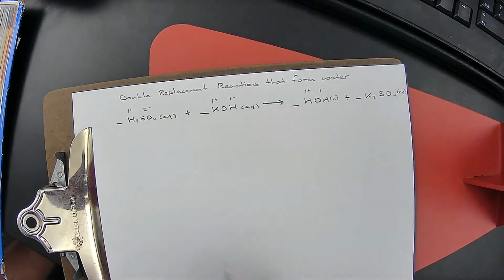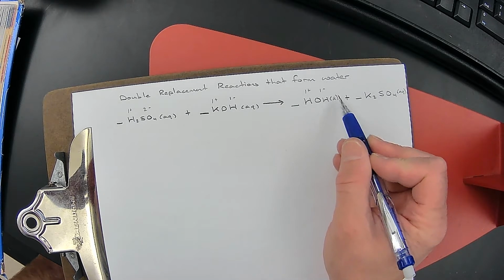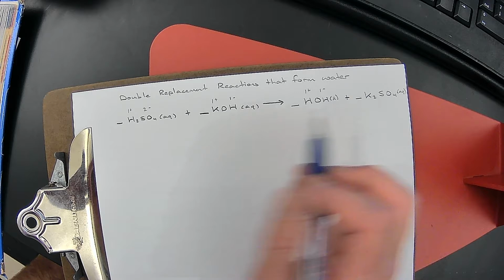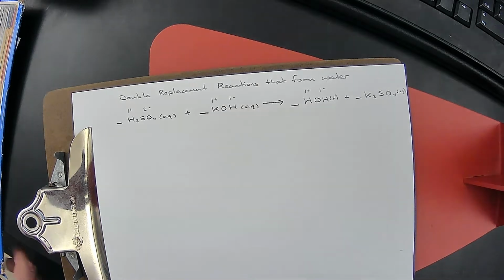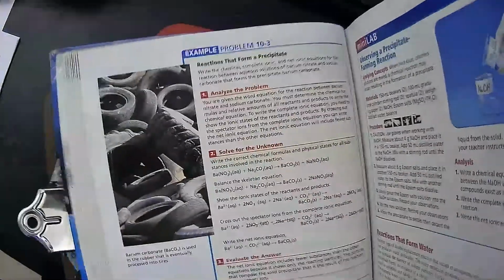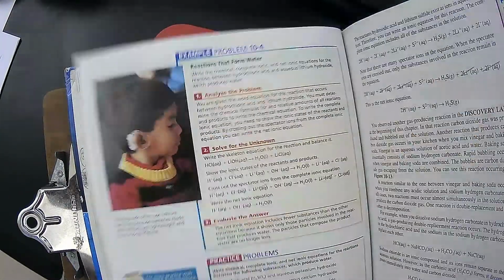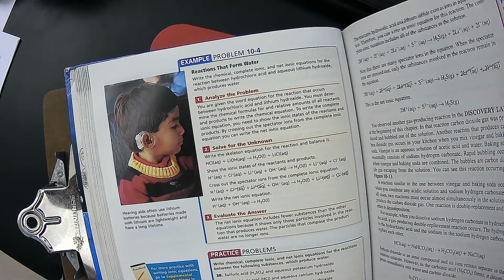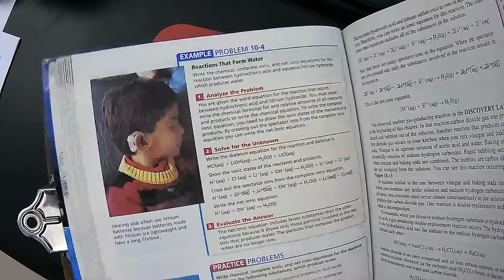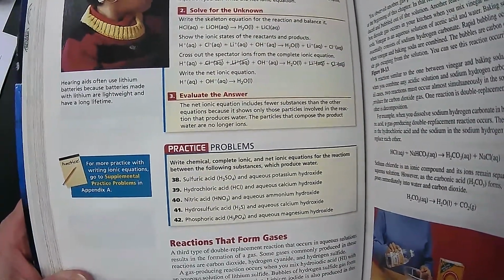One of the ways to know if a double replacement reaction is going to take place is if we get a solid precipitate being formed. Another way is if water is being formed. So I'd like to do one more example where water is formed. And in this one, we will do question number 39, HCl and calcium hydroxide. Number 39, HCl, hydrochloric acid, and calcium hydroxide.